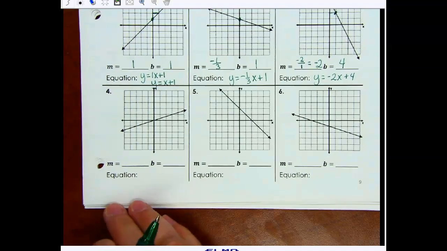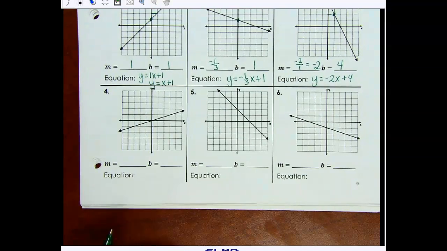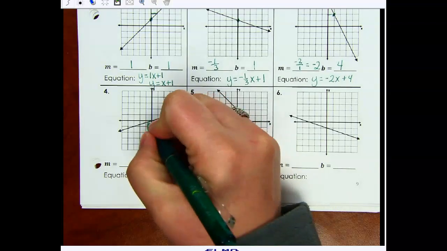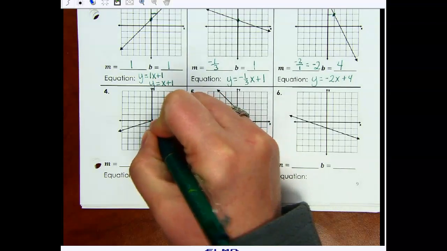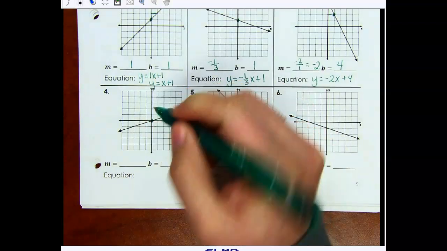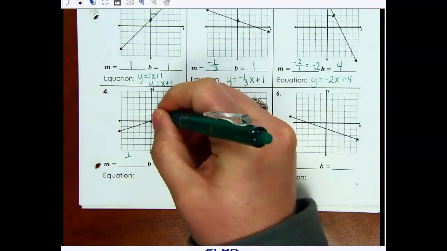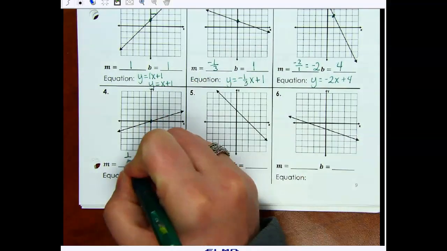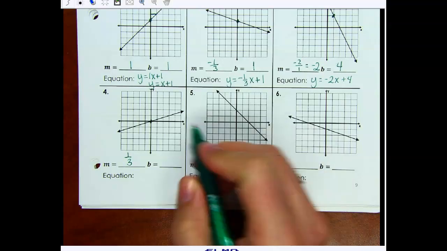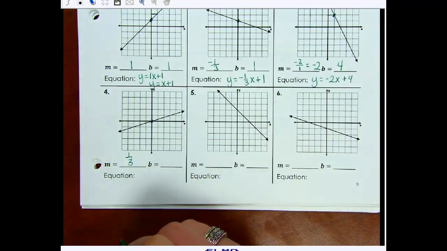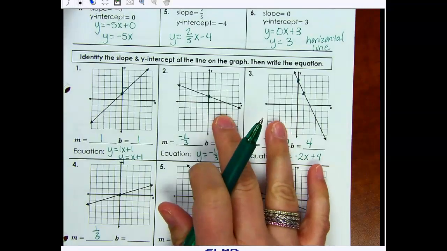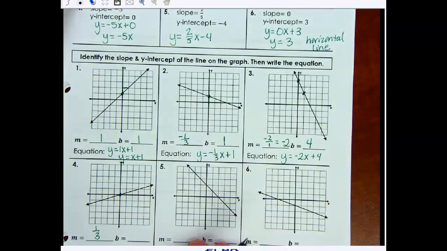I'm going to do these next. So this one starts here, and then it looks like we have to rise 1 and then run 1, 2, 3. So this one is a positive 1/3. It's going up, so it's positive.